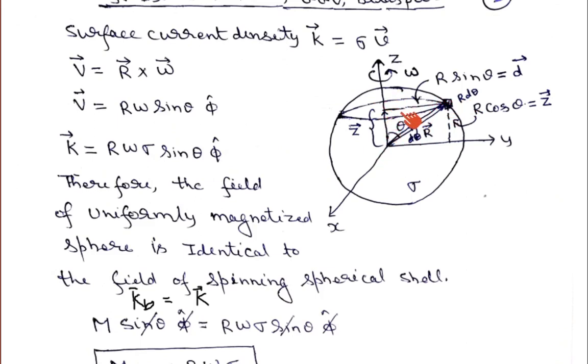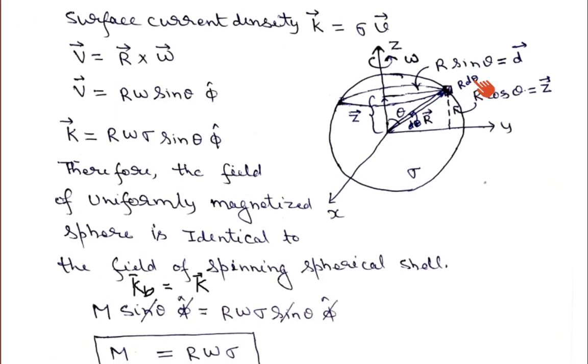The radius of the circle is, let us say, the d vector. If you find this out, this is theta, this is r, so obviously this will be r sin theta and this will be r cos theta. Let us say this is the z vector along the z axis, that is the z distance, and this is the d vector, so this is r sin theta and z is equal to r cos theta. It means the radius of the circle we have drawn on the spherical shell is r sin theta.